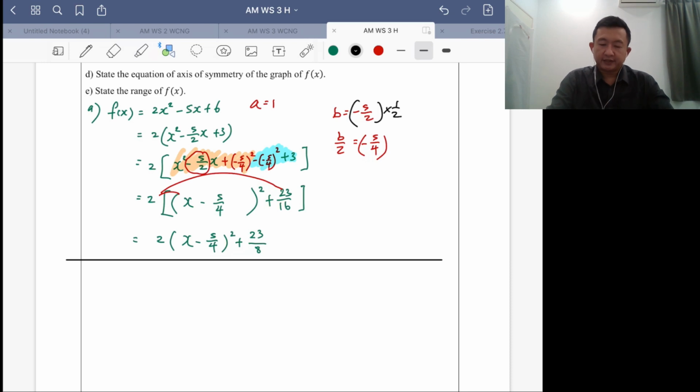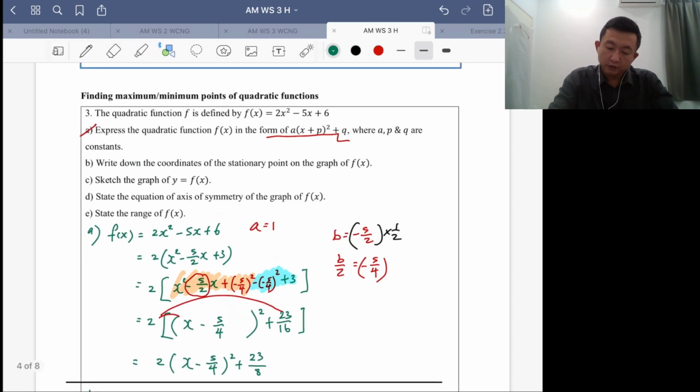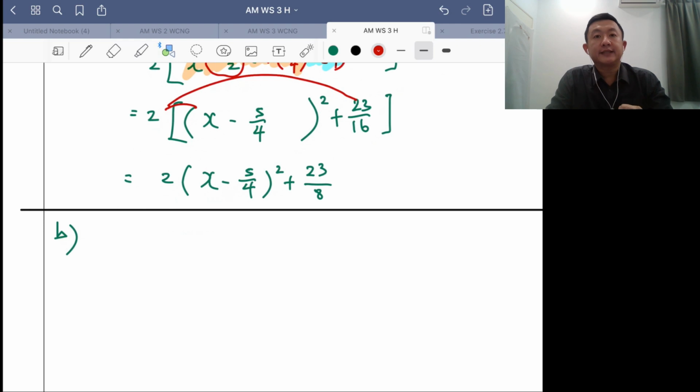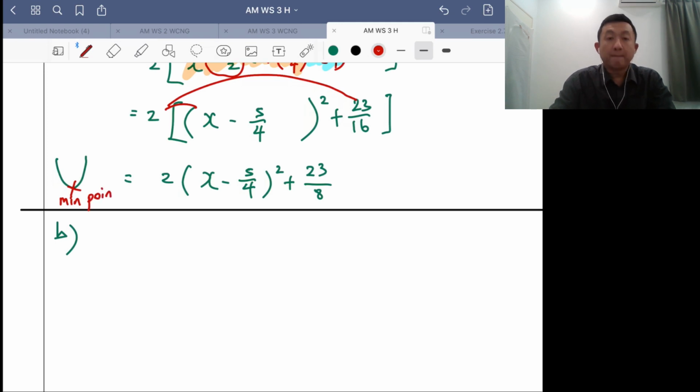Okay, second question. We are looking to write down the coordinates of the stationary point. I want to ask you, decide, is it a minimum or maximum point? Look at the value of a, positive. Positive meaning the shape is a U shape, minimum point. So the turning point is a minimum point.